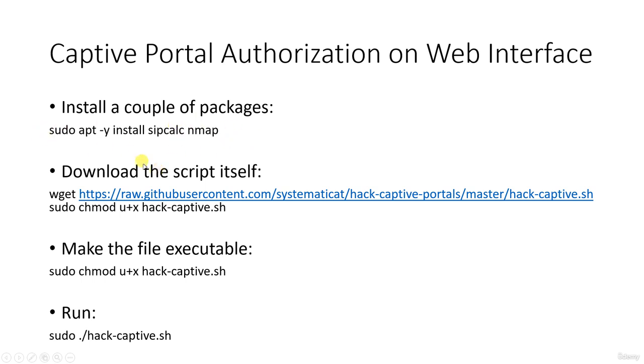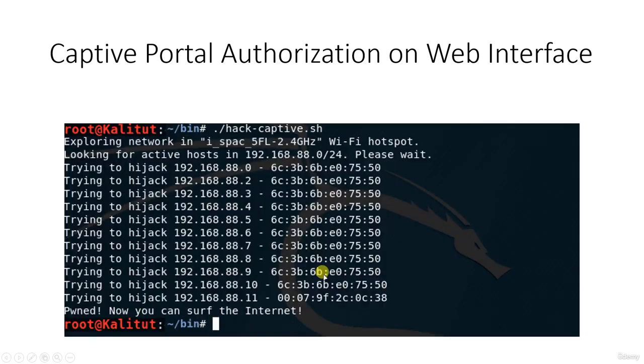After that you have to download the script itself. Make sure you download using this command. Then what you have to do is make the file executable. Just run this simple code. I already selected this so that you can understand. After making the file executable, finally just run it. As you can see, you will get a result similar to this, and you will see the line that you can surf the internet.